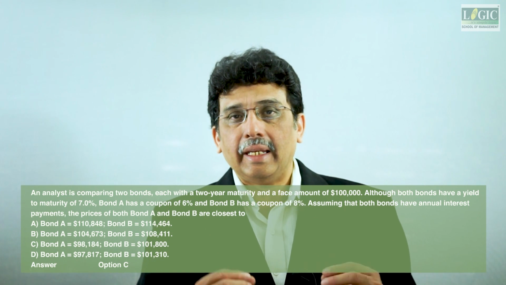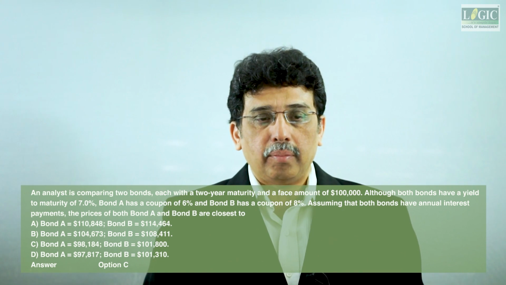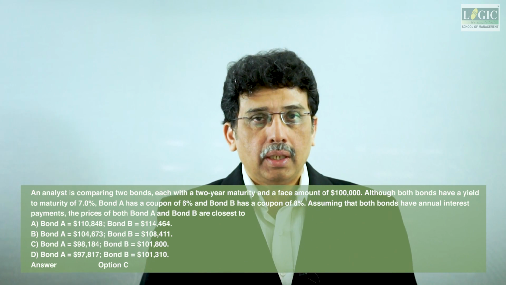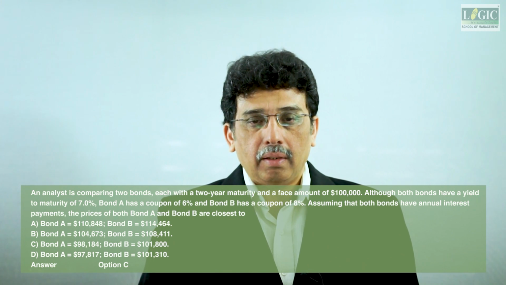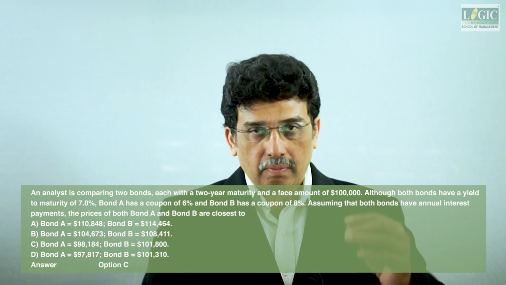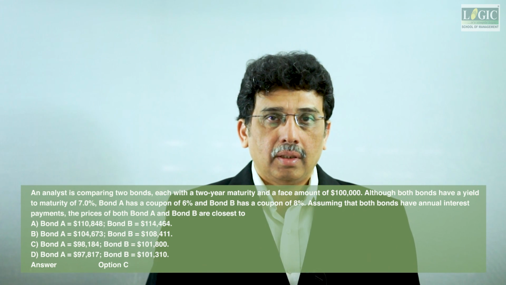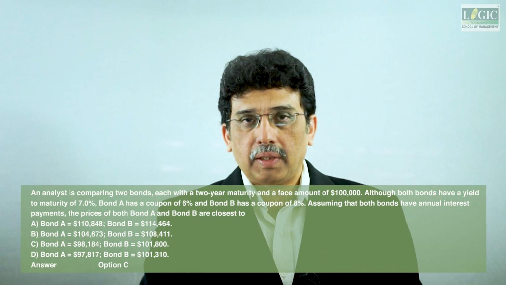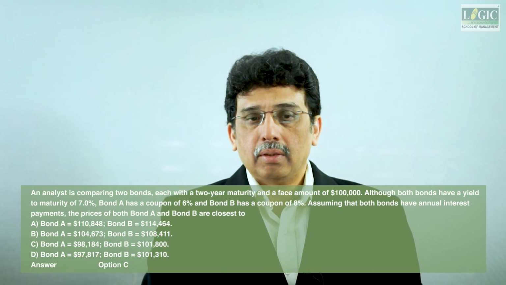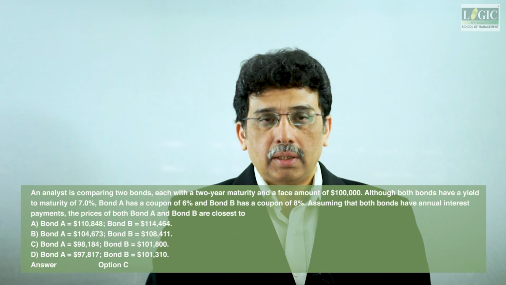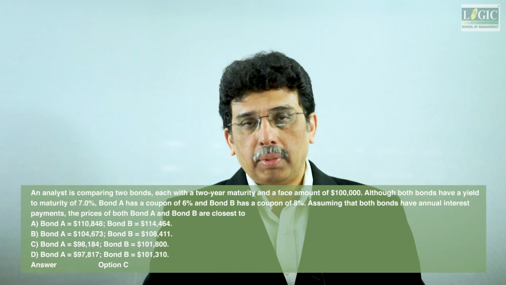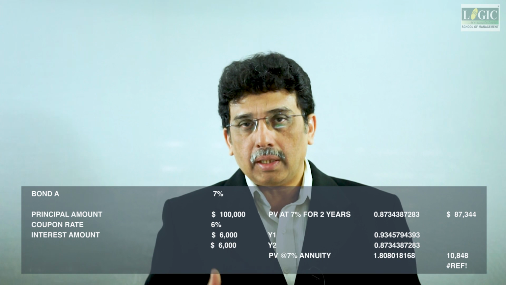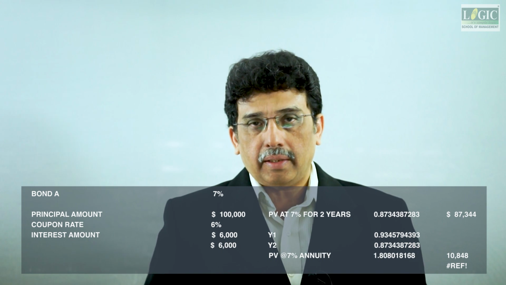So we can directly eliminate choices A and B because they show bond A selling at a premium, that is, above the face value of $100,000. Now bond B is giving a coupon of 8% when the market rate is 7%. Bond B is giving a higher interest rate than the market, so it will be an investor's favorite and the price will be up. So it should sell at a premium. C and D again show bond B at a premium. So now we need to work out the correct answer from among C and D.